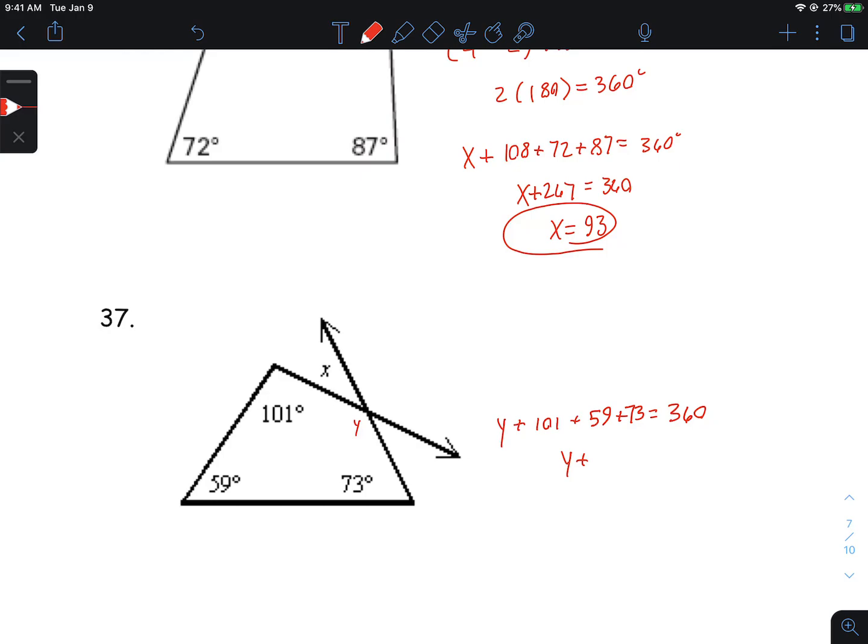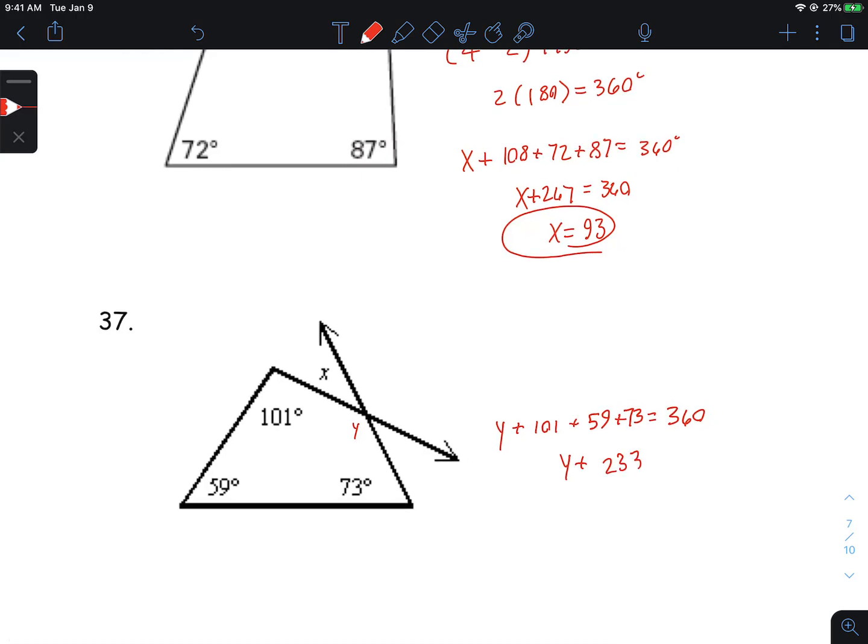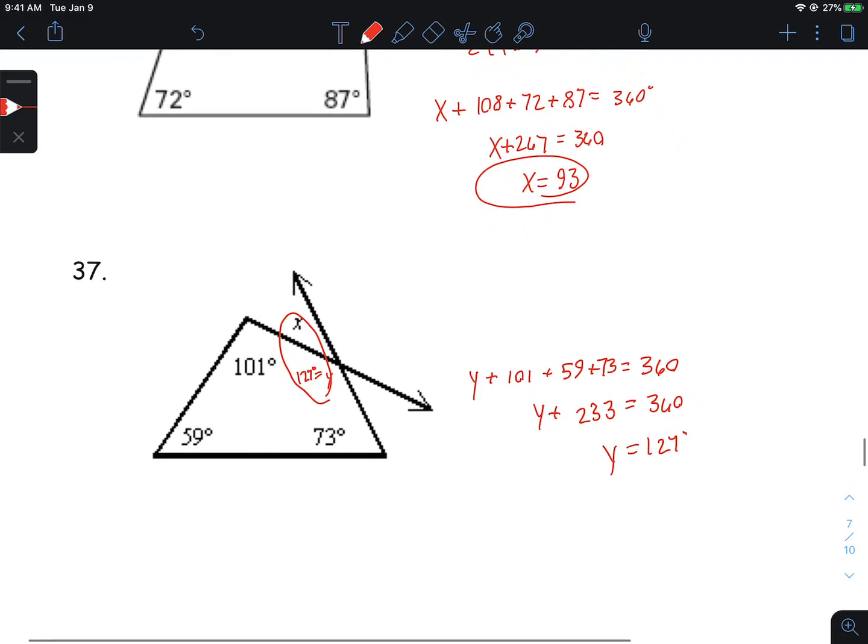And that gets us 233. And then we will subtract 233 from 360. That gets us 127. And that's that angle next to X. And since those form a linear pair, to finish this out, we'll go 180 minus 127, which gets us 53 degrees. Okay. And that'll be how you do those two there.